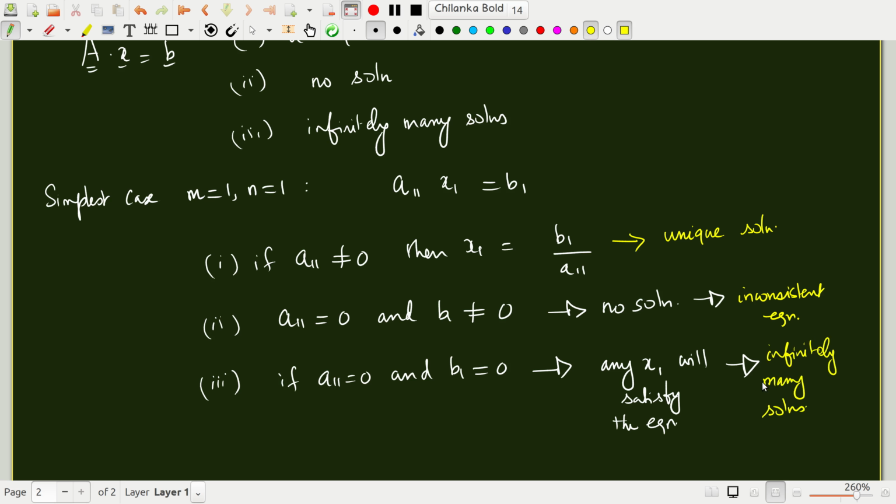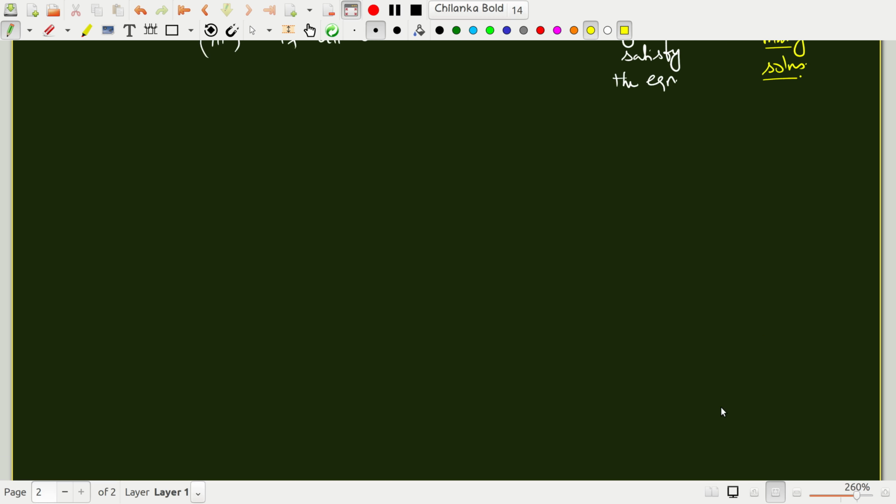So it's clear that even in the case of a single linear equation, you can see the three scenarios: unique solution, inconsistent equation or no solutions, and infinitely many solutions. Now, how are we going to generalize these notions to n by n systems, and how do you find the criteria under which you have these three categories: unique solution, no solution, and infinitely many solutions? That is the objective of this module.